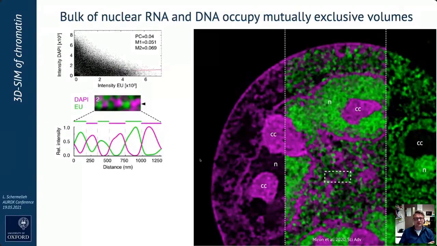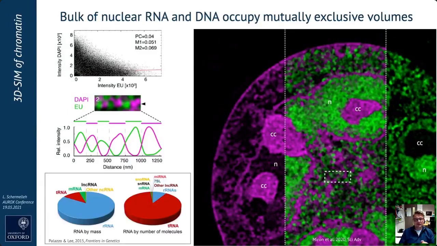If we just look at the distribution and the sizes of these domains, they're around 200 to 300 nanometer wide. It's important to note that most of the RNA in the nucleus is not messenger RNA, but non-coding RNA, so ribosomal RNA, rRNA, and tRNAs.